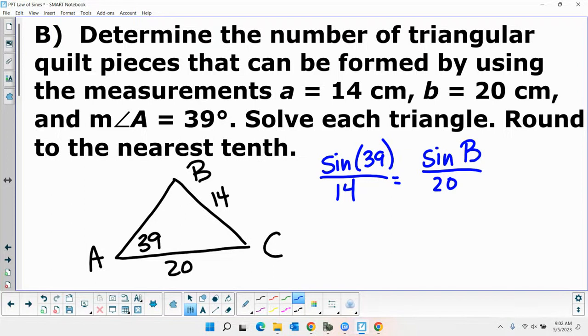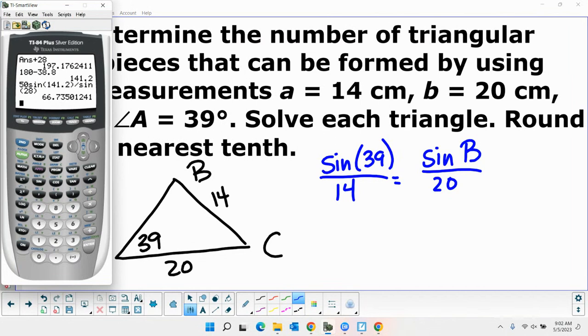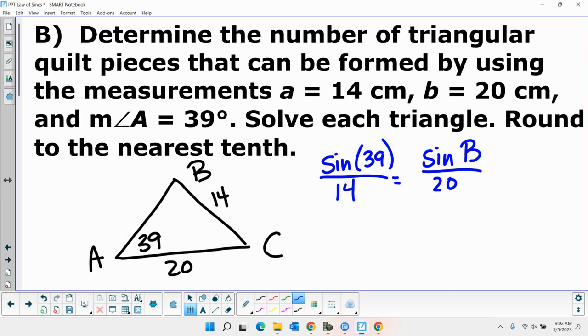Okay? So I'm just going to do it because you guys should be good now. 20 times that divided by 14, right? Cross multiply and divide. So 20 sine 39, close it up, divided by 14. Okay? So I'm going to hit second sine, second answer. And if I get an error, we'll say no triangle. I did get an error. So there's one triangle for sure. So angle B is 64 degrees.